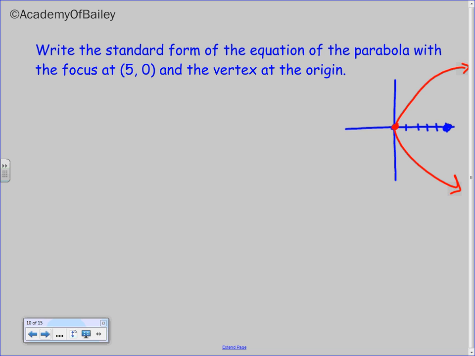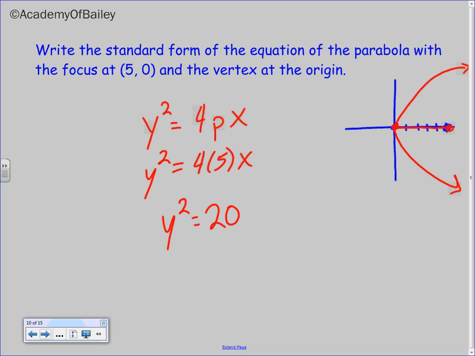Okay, so that means it's going to open to the right, so that must mean it's going to be y squared is equal to 4 times p times x. And what is p in this case? Well, what's the distance between the vertex and the focus? That would be 5. So 4 times 5 times x, and y squared is equal to 20x. That's what we have.